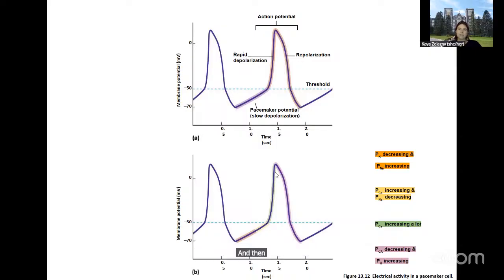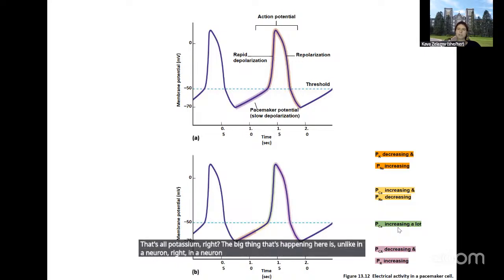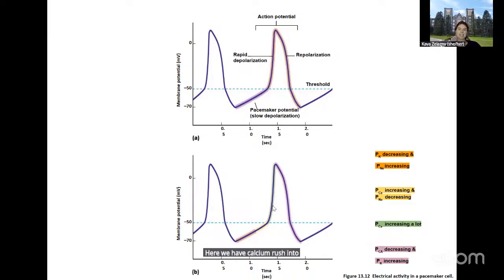And then during this rapid depolarization phase, right, like this fast part, spiking us up, that's all calcium, right? The big thing that's happening here is unlike in a neuron, right? In a neuron, we had sodium rush into cells. Here we have calcium rush into cells. Calcium is really driving the pace of your heart, right?